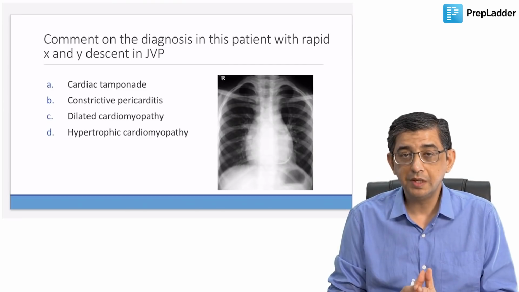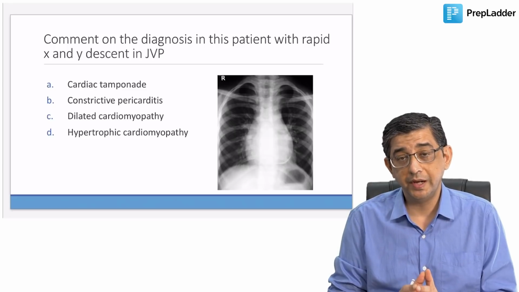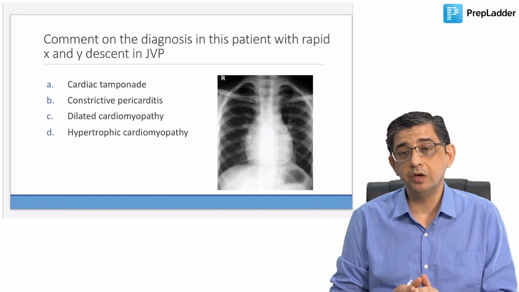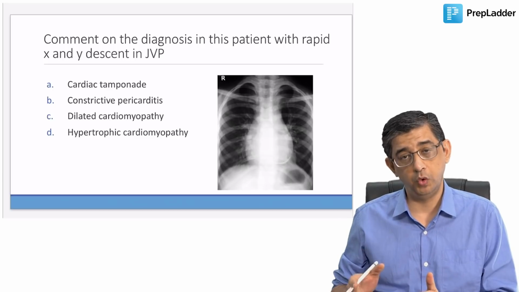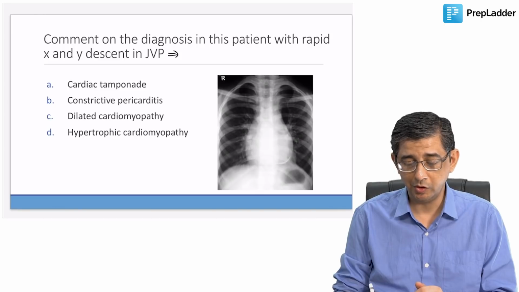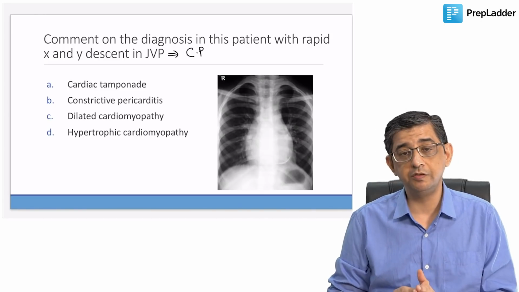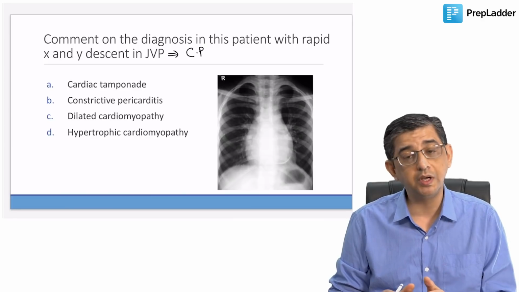Coming to the next question, he said comment on the diagnosis based on the X-ray and the rapid X and Y descent given on the JVP. You can crack this question even without looking at the X-ray, because rapid X and rapid Y descent has been taught to you in the lecture of JVP for constrictive pericarditis. So this is the kind of question where you are actually hunting for the answer.